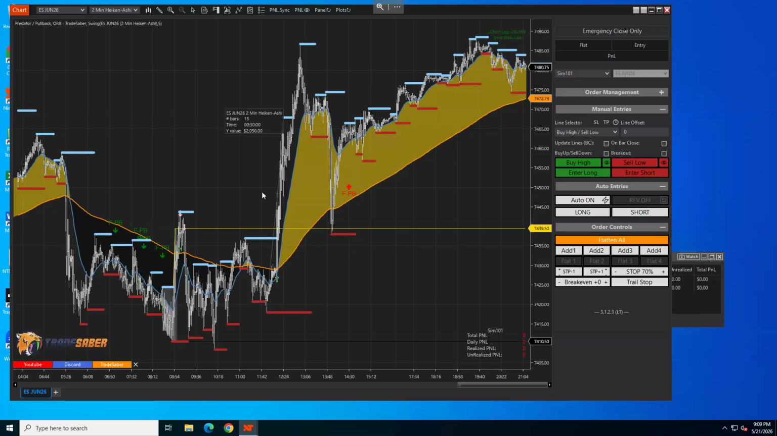What happens is you pick what market you want to trade, whether it's gold, silver, NASDAQ, which is NQ, ES, which is S&P 500, which we're on right now, crude oil, or cryptocurrency. You can trade Bitcoin, you can trade stocks, whether it's Tesla, Starbucks, or Uber. These are different things that you can trade.